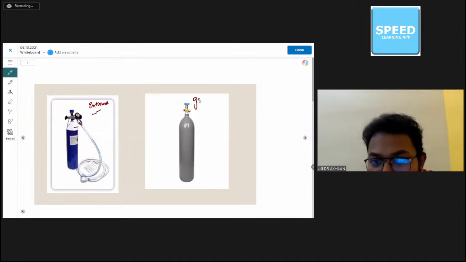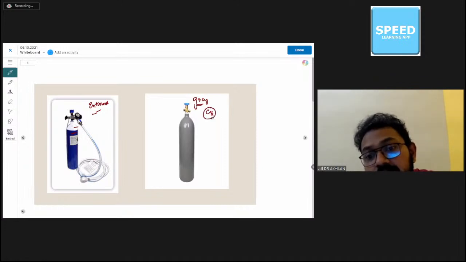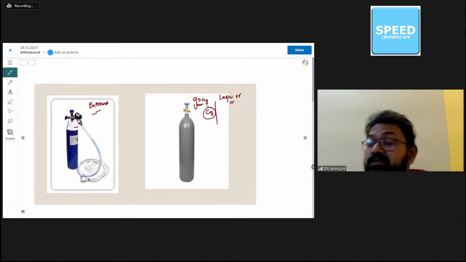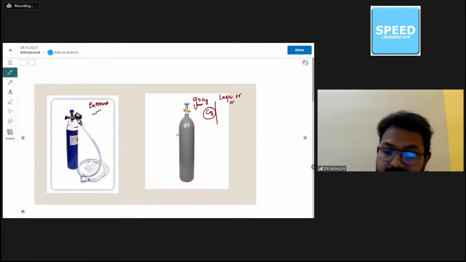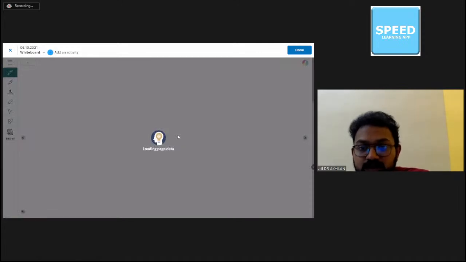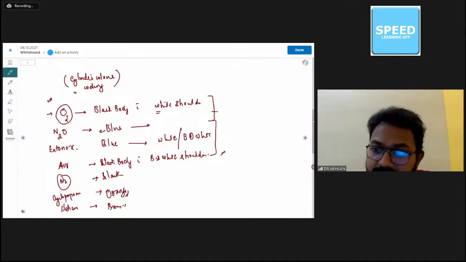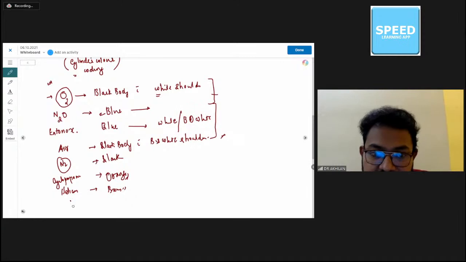I have not told you about this cylinder. This cylinder looks gray, right? So if the cylinder is gray, it is carbon dioxide. Now, where will you see this? You will see this in laparoscopic OTs, where they use carbon dioxide gas as an insufflator. So this could also be a probable question. So this is carbon dioxide gas. Let me just add that to our note here. Carbon dioxide is gray.